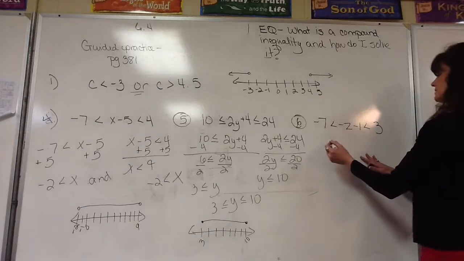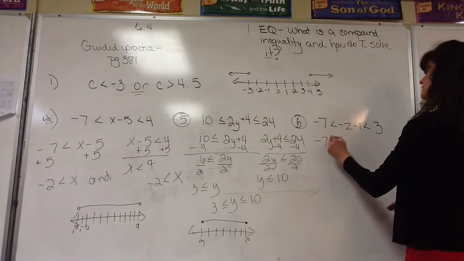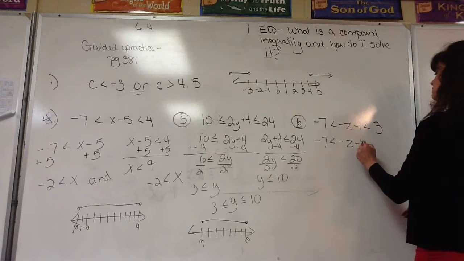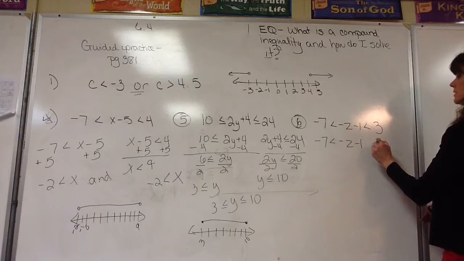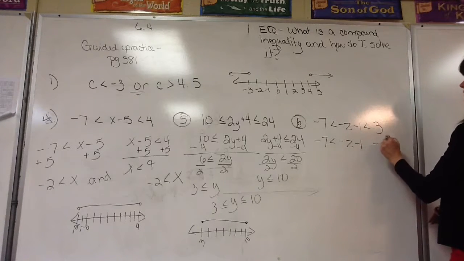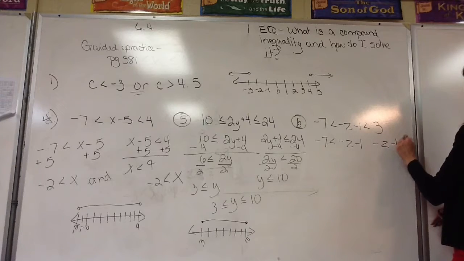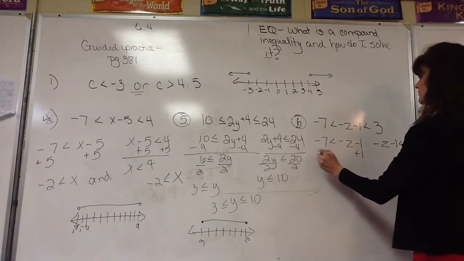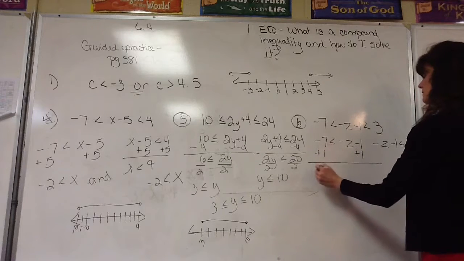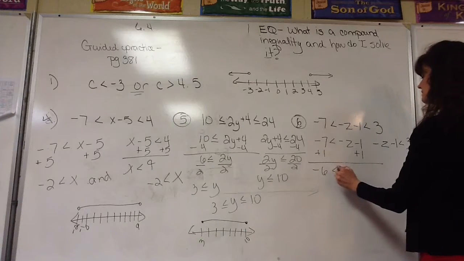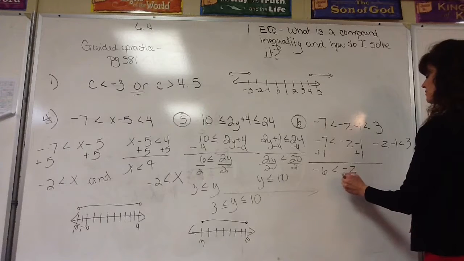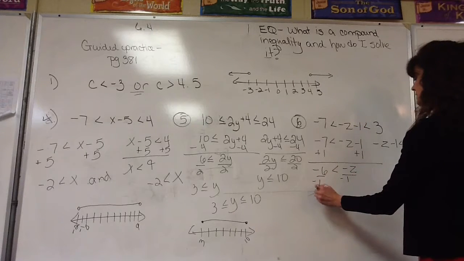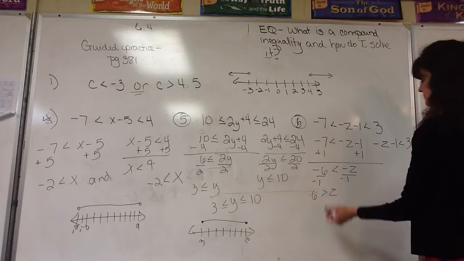Okay, then the same thing here. Negative 7 is less than negative z minus 1, and then negative z minus 1 is less than 3. Okay, so we're going to add 1 to both sides. That's going to be equal to negative 6 is less than negative z. Divide both sides by negative 1. 6 is greater than z.